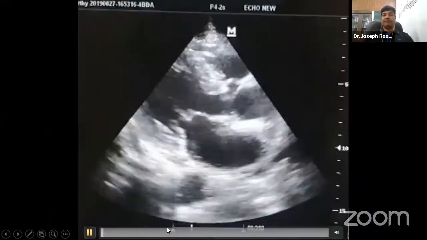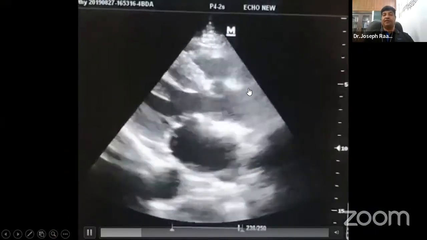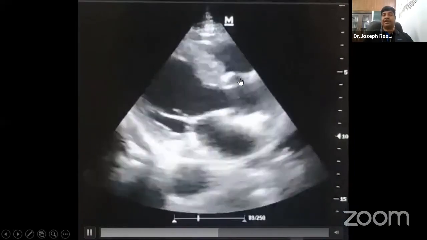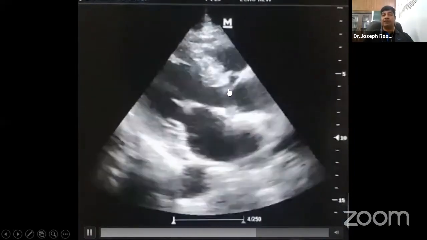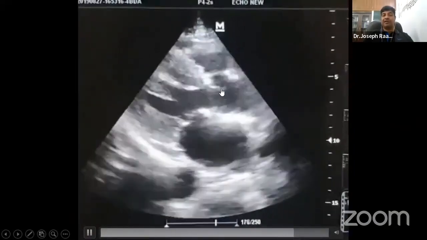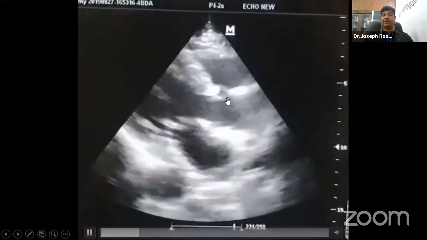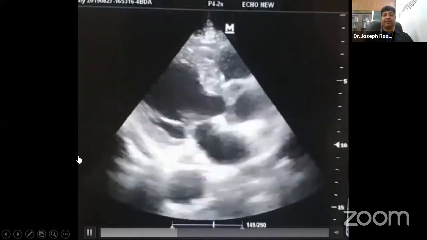So this is your TEE, where you can see the flap. It's a dissecting aortic thing. Near the aortic valve, you can see a small flap coming and going. That tells you about the dissection.